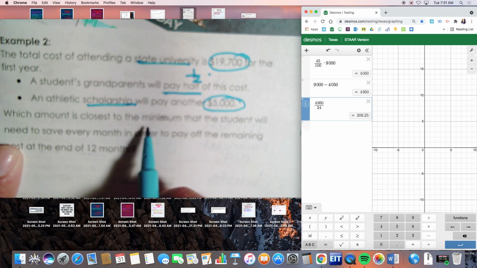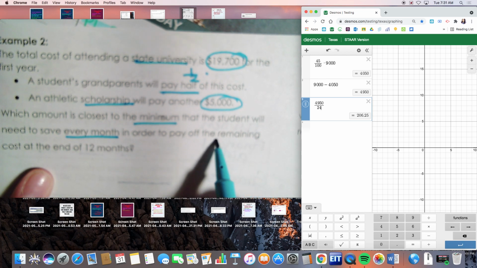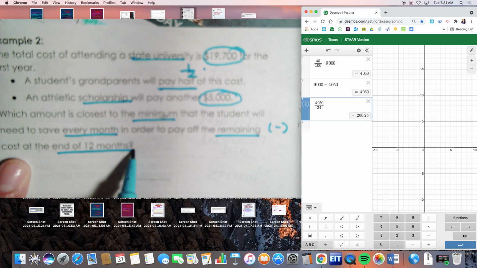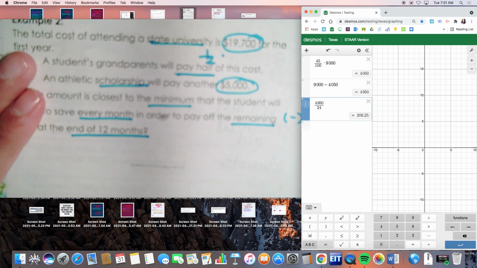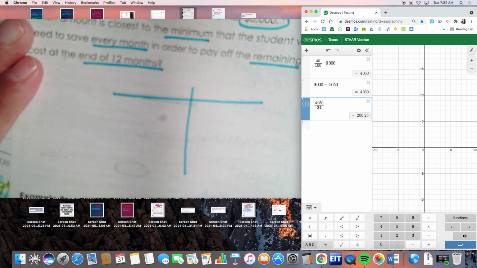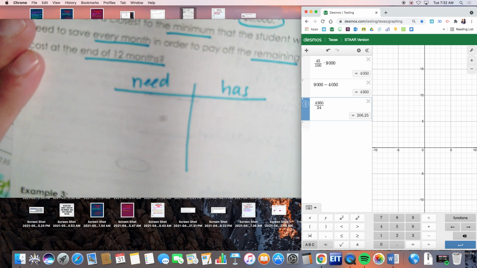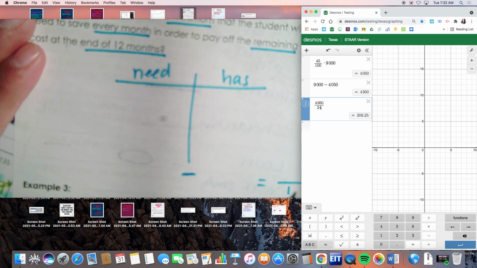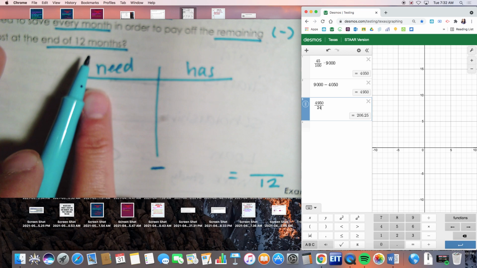Which amount is closest to the minimum that the student will need to save every month in order to pay off the remaining, which means we have to subtract, cost at the end of 12 months. So in this case, they didn't give us years, they gave us months, so we don't have to convert. I'm going to go ahead and start my chart. Okay, I know this needs to say need. This needs to say has, and at the bottom I'm going to end up subtracting and then dividing by 12, okay, because it says we want to save for 12 months.